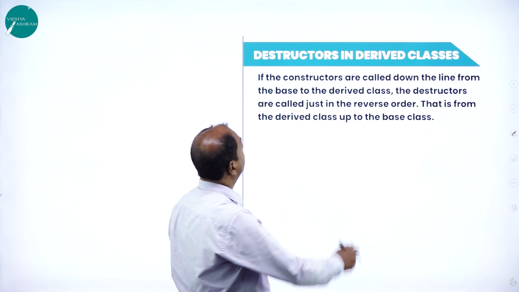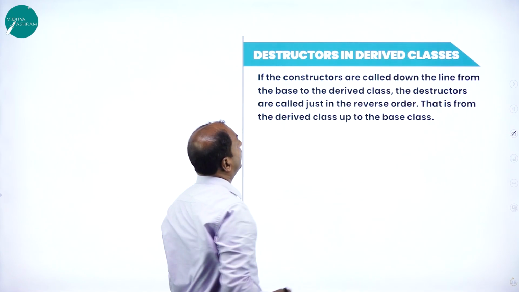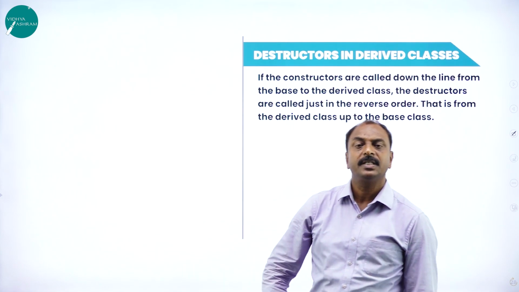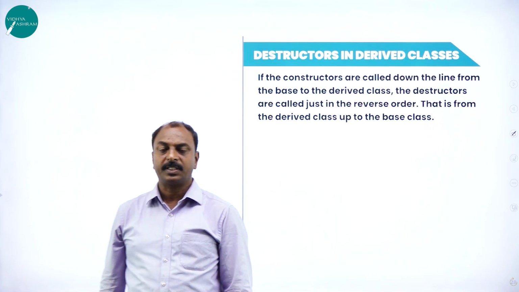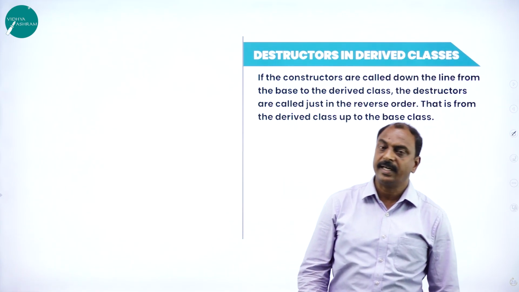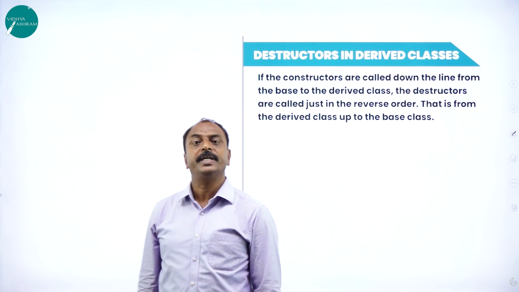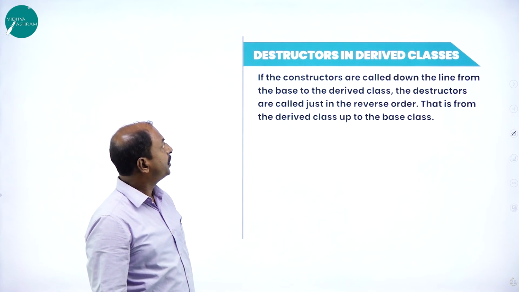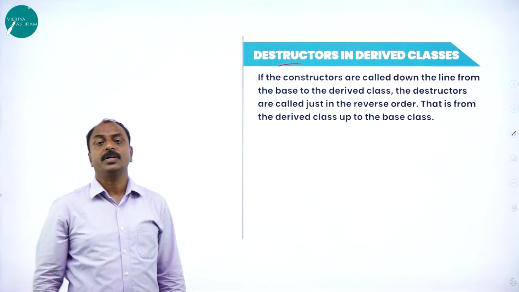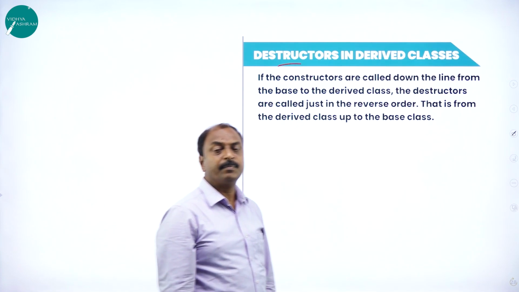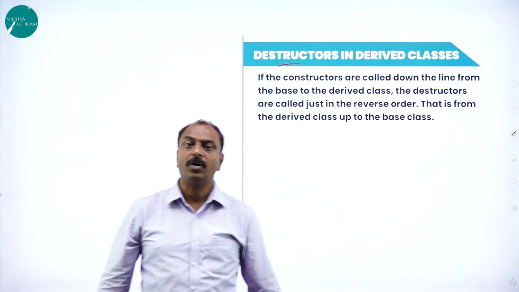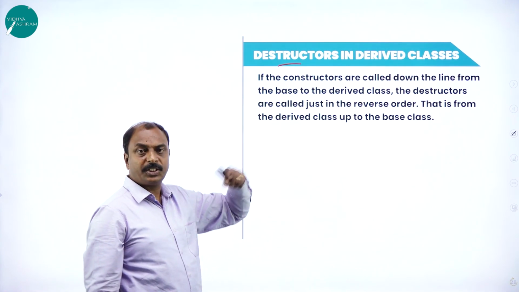Next definition is destructors in derived classes. Now we have learned already the definition of constructors and destructors. See, what are constructors? Constructors are the ones which have the same name as that of the class and are used to initialize the object of a class. And also we have learned the definition of destructors. Destructors are the ones which are used to release the memory space allocated during program execution for an object.